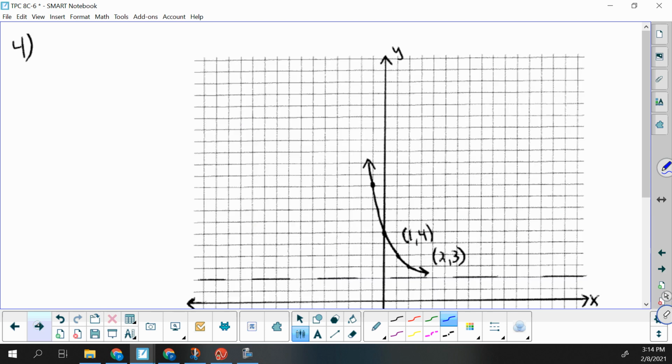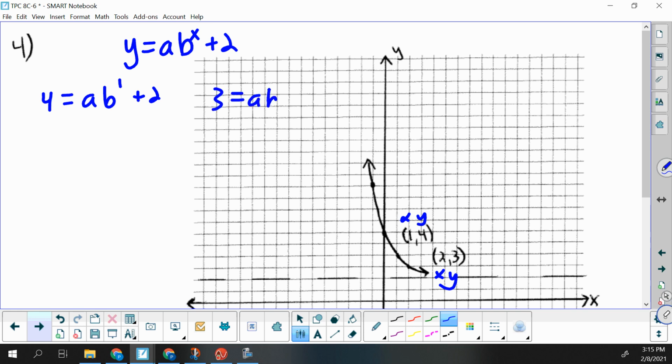So one more page of them, and then you can start your homework from there. So we are leveling off at 2 in this case. So our base equation should be y equals a times b to the x plus 2. We've got our x's and y's. So this would be 4 equals a times b to the 1 plus 2. And 3 equals a times b to the second plus 2.